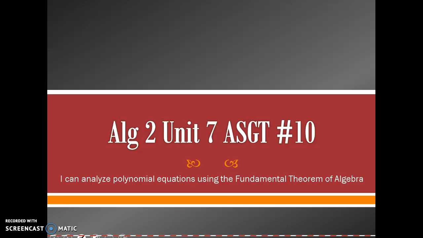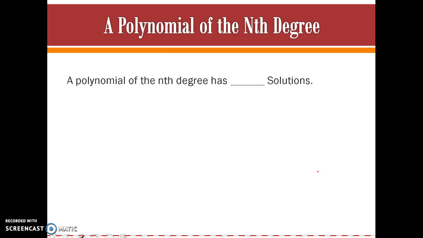So assignment number 10 in Unit 7 is about the fundamental theorem of algebra. Just what is the fundamental theorem of algebra? Let's talk about that first. It's very, very simple and you already know it. A polynomial of nth degree has n solutions.